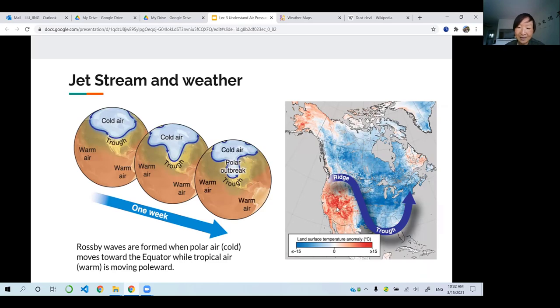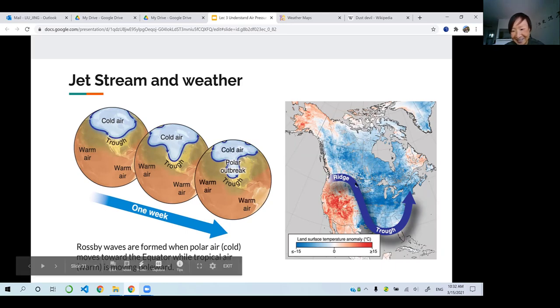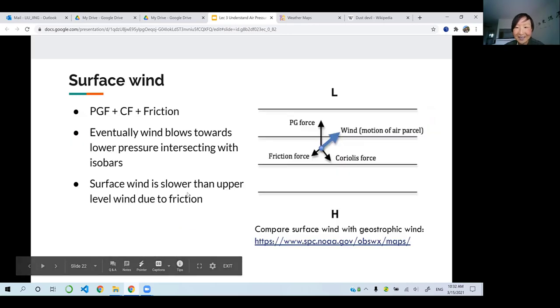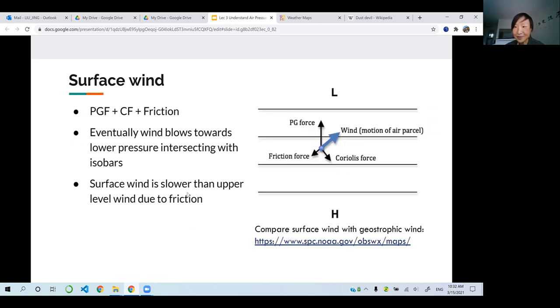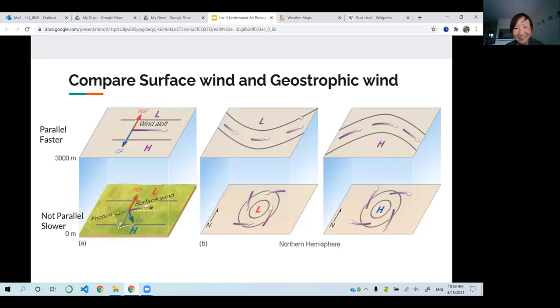All right, so this is what I talked about, the cold weather. Read about it in your textbook. It's fascinating. See here, it's a big trough over here. Then the surface wind, on the ground, you have friction force to consider, right? So it's never parallel to the isobars. It always intersects the isobars at a certain angle. So that is your surface wind, and it's slow.